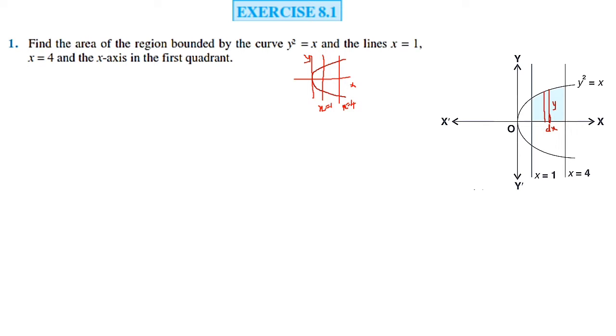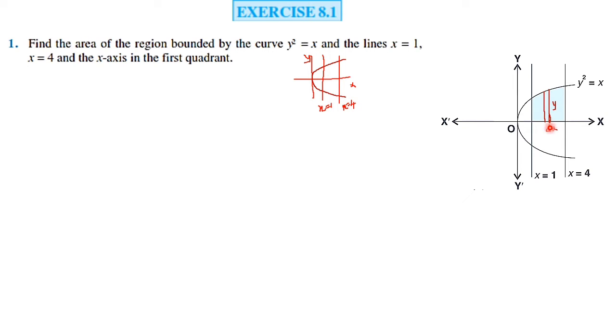Since it is a rectangular portion, we know the area is length into breadth. Length dx and breadth is y, or breadth is dx and length is y. Anyway you can take, it's not a problem. So area can be calculated by using the area formula, that is length into breadth. So y dx will be coming.